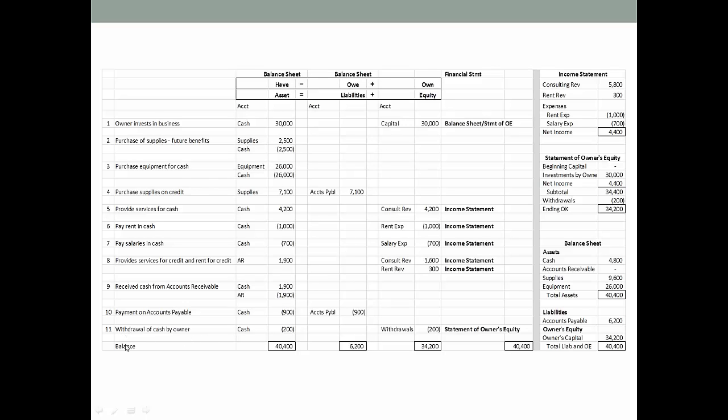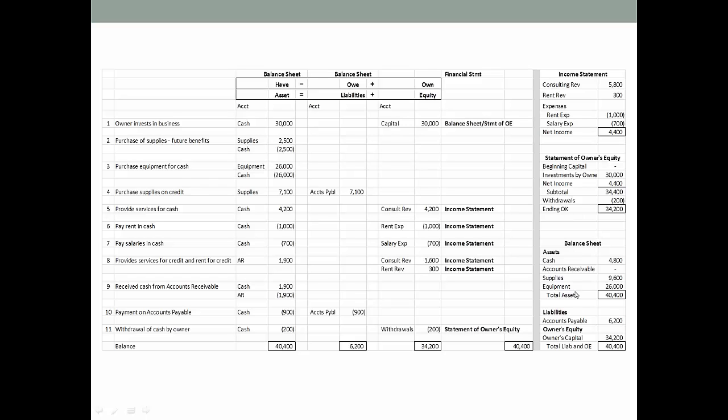Next, there's going to be a withdrawal of cash by the owner in the amount of $200. So cash is going to go down by $200, but also owner's equity is going to go down by $200. Remember, we said that expenses and withdrawals decrease owner's equity. Investments of capital as well as revenue increase owner's equity. Again, our accounting equation stays in balance. And the withdrawals, we're going to see that it belongs on the statement of owner's equity.